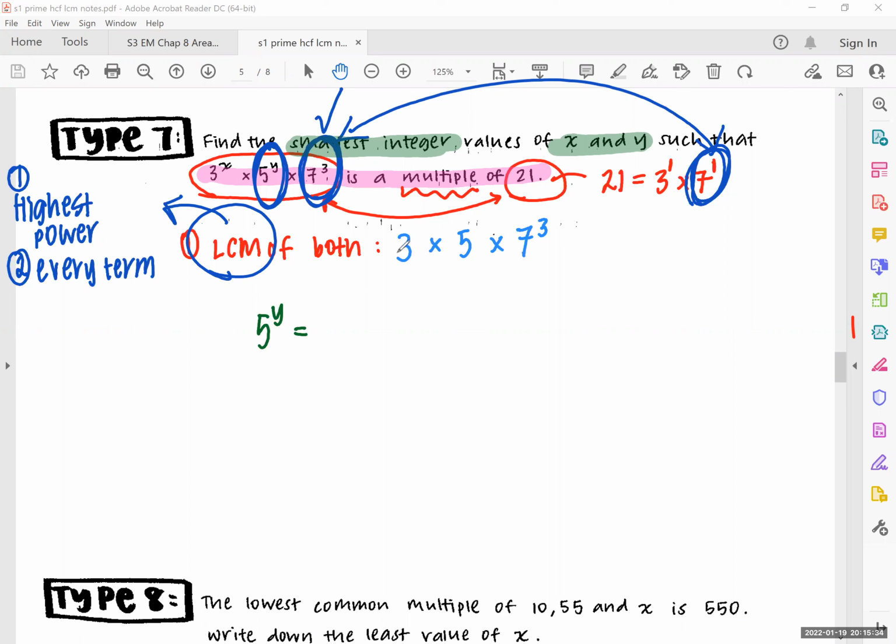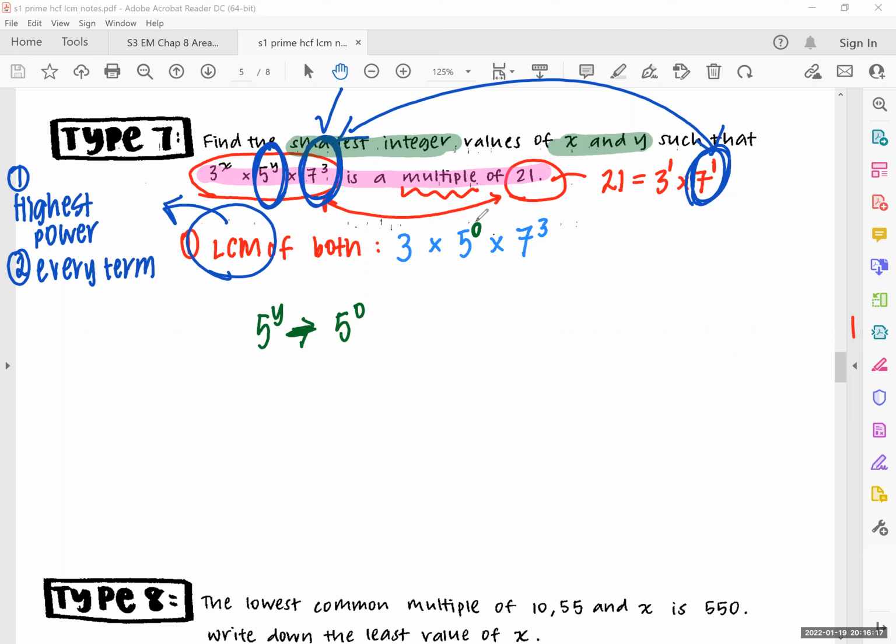So what do you think the y value can be? They want the smallest. What can the smallest be then? 5 to the power of what? Yes, it's 5 to the power of 0. Do you all know why? Because you want the smallest. And can you see over here, we don't even have 5 at all? So because it's an integer, y can actually be 0. It means that maybe 5 didn't even exist. So it's 5 to the power of 0, meaning there's no 5 term.